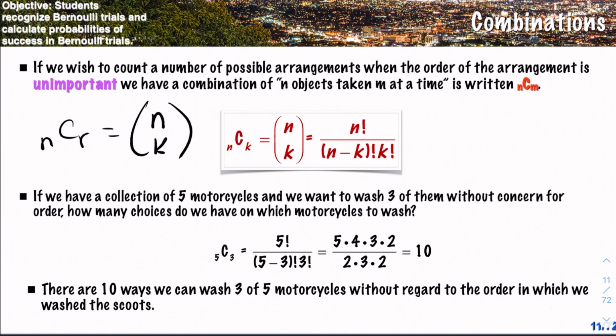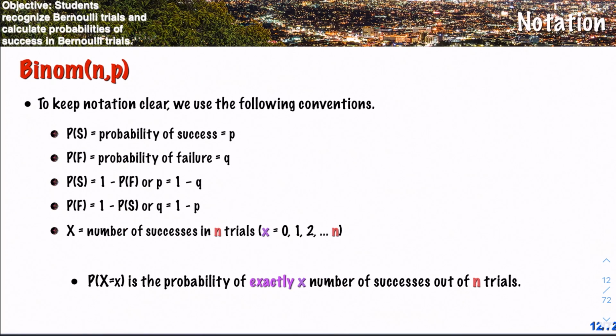So if we have a collection of 5 motorcycles and we want to wash 3 of them without concern of order, how many choices do we have on which motorcycles to wash? Well, we have 5 factorial over 5 minus 3, or 2 factorial. This would be the number of permutations when order matters. And then we have an additional 3 factorial to take out the order. So there are 10 ways we can wash 3 of 5 motorcycles without regard to the order in which we choose them. We've talked about that. If you want, go back to the addendum videos if you need them.